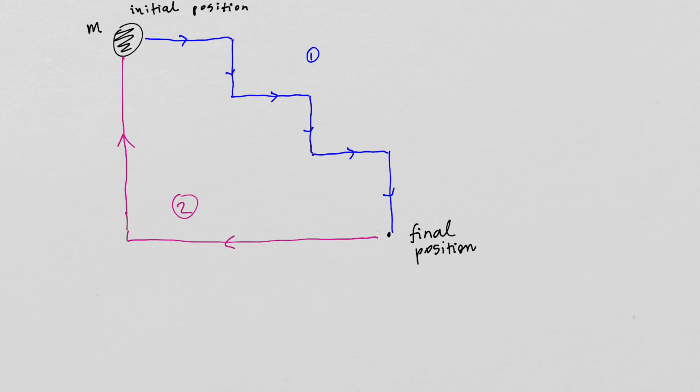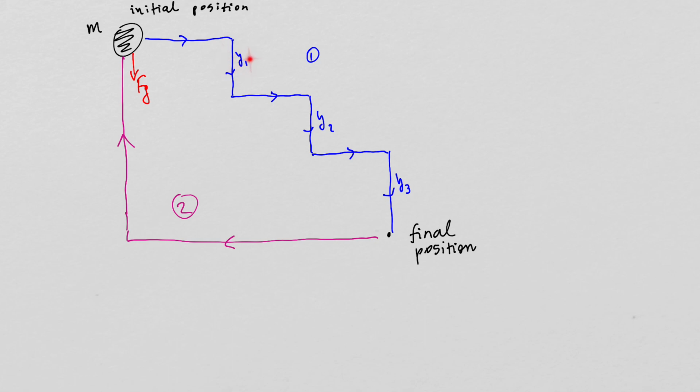So for path number 1, the work that we are going to consider here is the work done by the gravitational force. The gravitational force is always directed straight down towards the ground. As the particle is moving along the horizontal portions of the path, the gravitational force does no work. The gravitational force only will do work along the vertical portions of the path. Let's label the vertical portions with y1, y2, and y3.